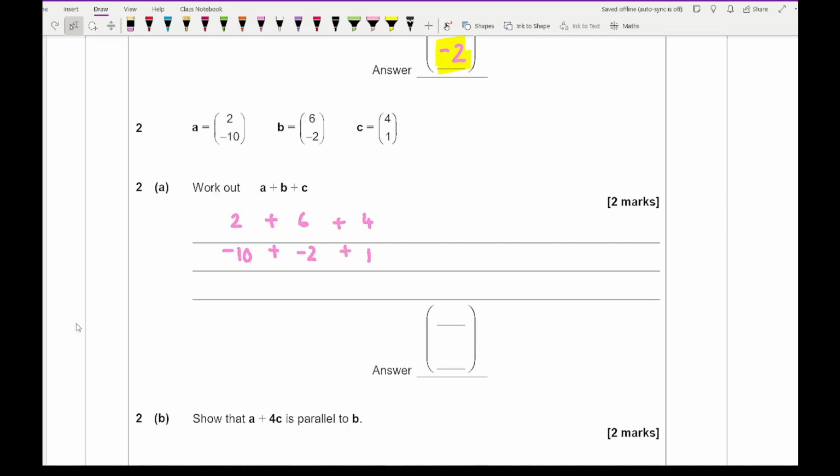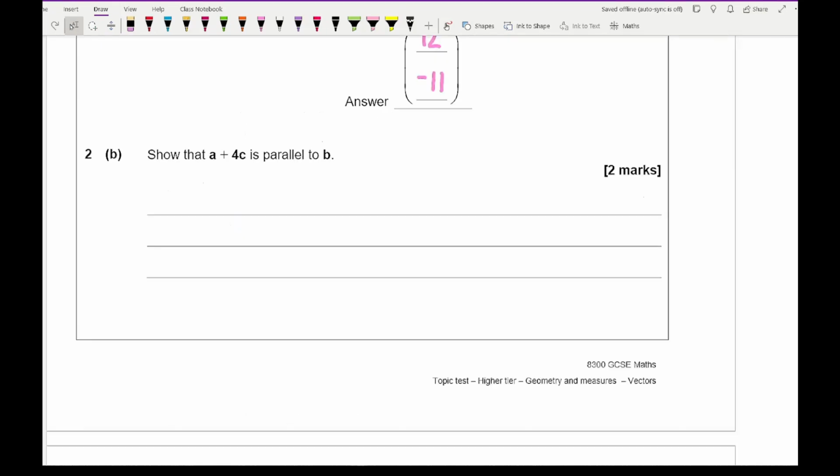So 2 plus 6 plus 4 is 12, and minus 10 plus minus 2 plus 1 is minus 11. So the answer then is 12 minus 11. Then for question B, it says show that A plus 4C is parallel to B.